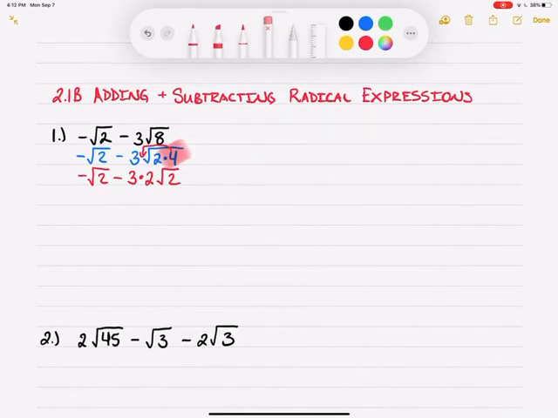So now, all I have to do is simplify this. I have negative square root of 2 minus 3 times 2 is 6, square root of 2. In front of the first square root of 2, there's just a negative sign. But remember, there's always an invisible 1. And when you're putting these together, again, you want to think of it as negative 1x minus 6x. How many x's do I have? I have negative 1 and negative 6, so that's negative 7x. Same deal here. How many square roots of 2 do I have? I have negative 1 minus 6. Again, that's negative 7 square roots of 2.